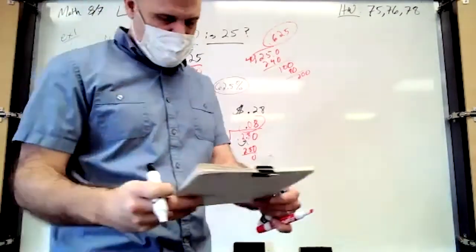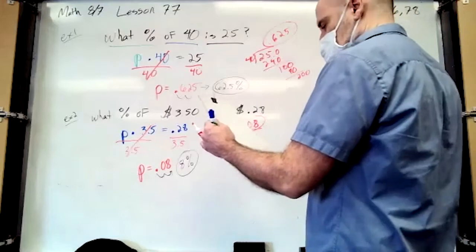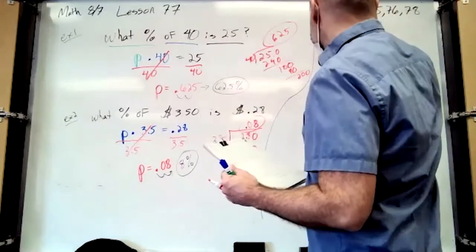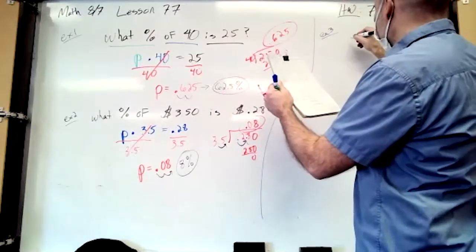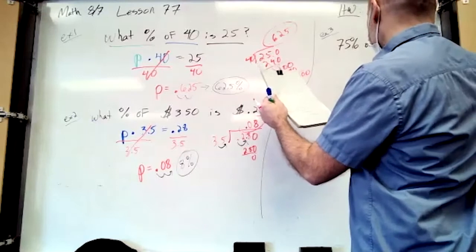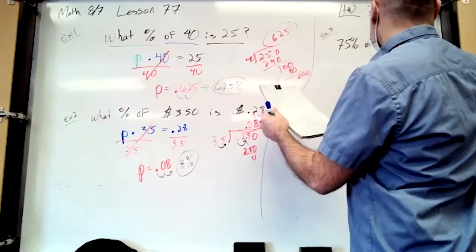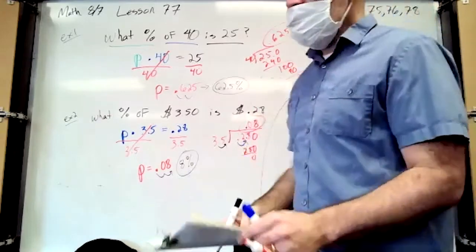Okay, let's do a few more and then we'll move on to the next chapter. All right, here is example 3. Let's translate this and see if we can solve it. 75% of what number is 600?